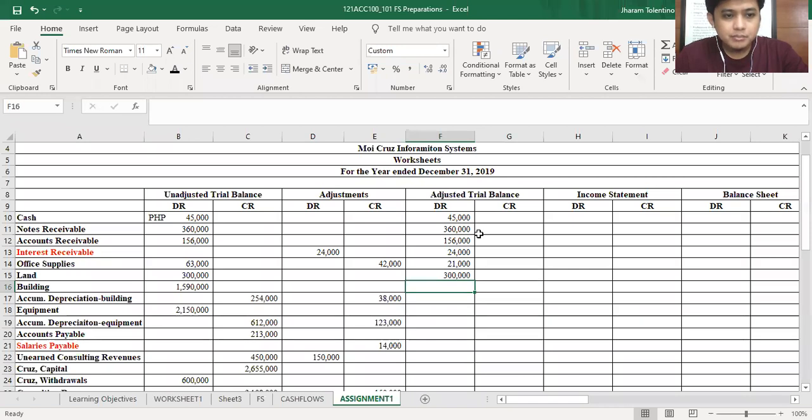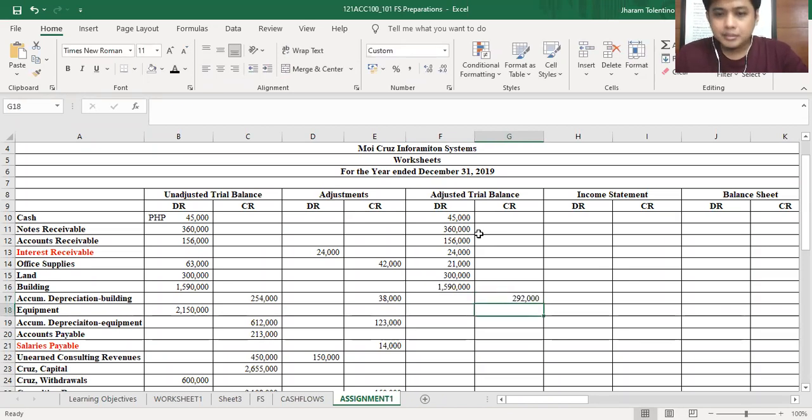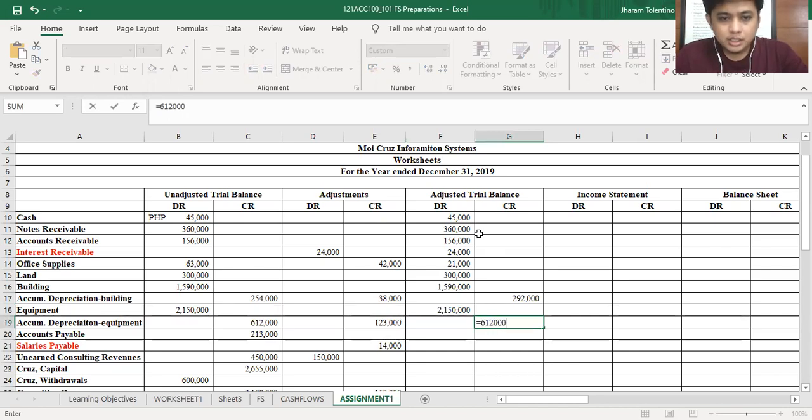Next po, we have building of 1,590,000. Remember, buildings, equipments, hindi yan nababawasan. Saan ba yung bawas nila? Sa accumulated depreciation. Okay? So we have here credit for the accumulated depreciation for the building, 254 tapos 38 credit, pag-adin lang natin. So that's 254 plus 38,000. Credit. Diba? Debit, add credit, add. Then equipment, 2,150,000. Then we have accumulated depreciation, just add. We have 612,000 plus 123.